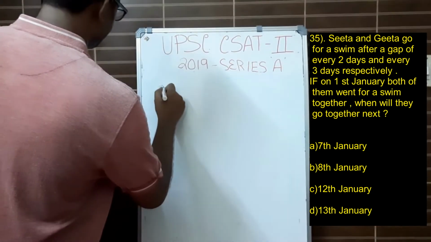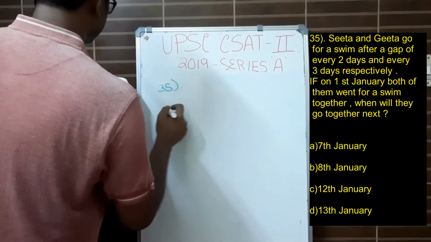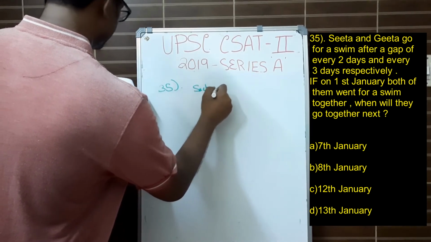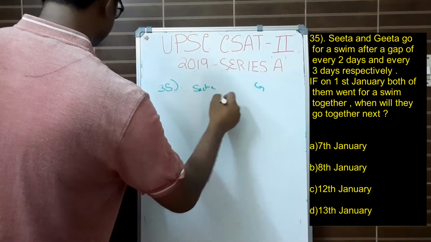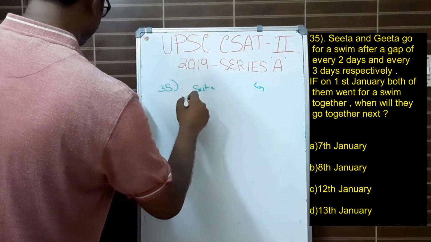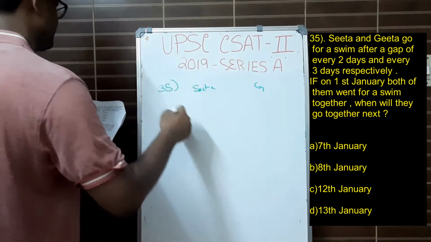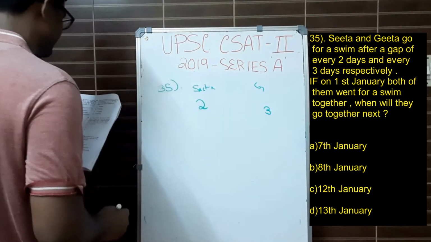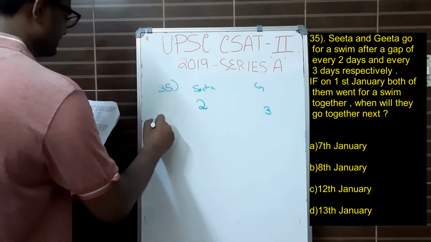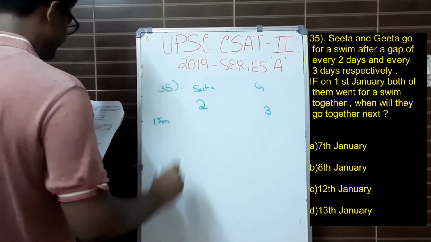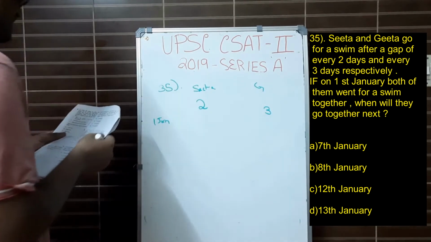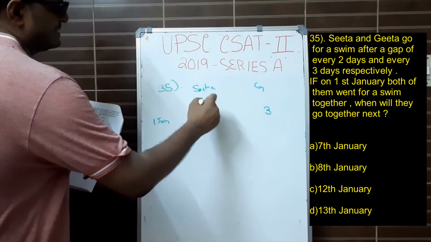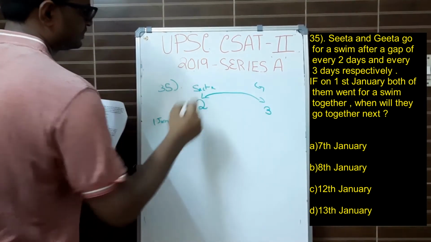Question number 35, we have two girls, Sita and Geeta, S and G. They go for a swim after a gap of every 2 days and 3 days. So Sita goes for a swim after 2 days and Geeta goes for a swim after 3 days. On 1st of Jan, both of them went for a swim, okay. So when will they go together next? This is a very simple one. Here we have to find the LCM of these two numbers.